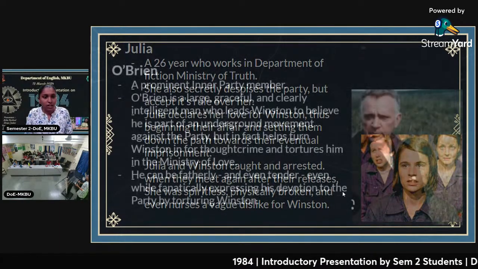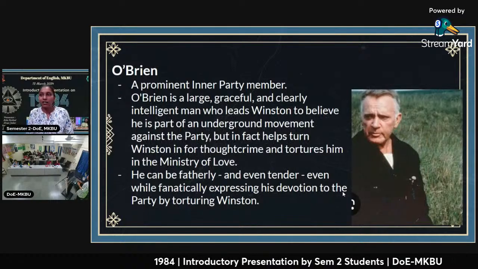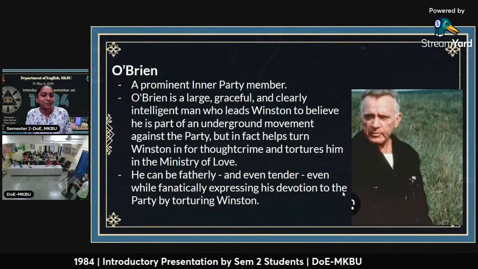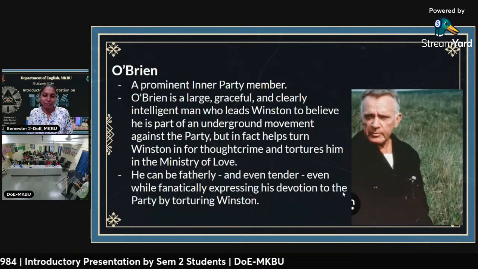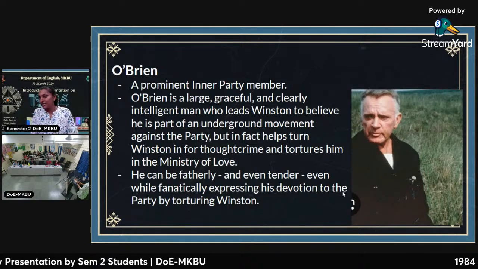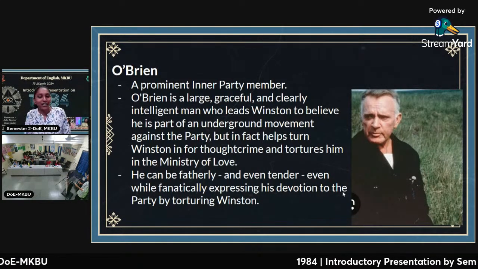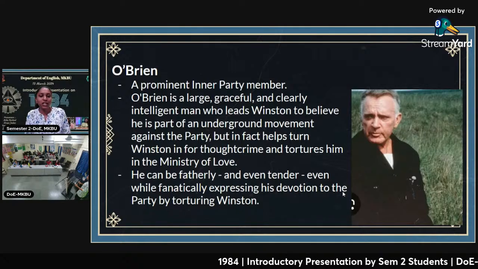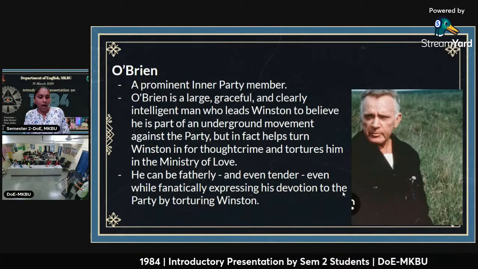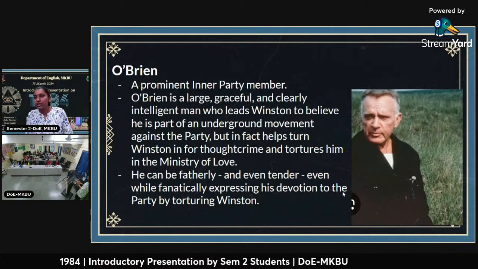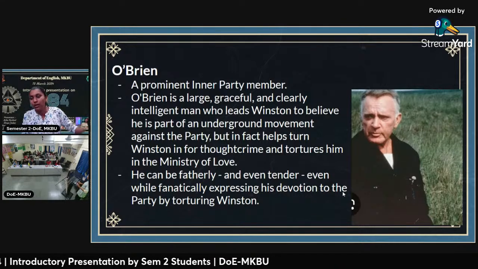Another character is O'Brien. Here comes our villain, the antagonist, a prominent Inner Party member, and these are some qualities of our great villain. O'Brien is a large, graceful, and clearly intelligent man who leads Winston to believe he is part of an underground movement. So that is why he is a villain.